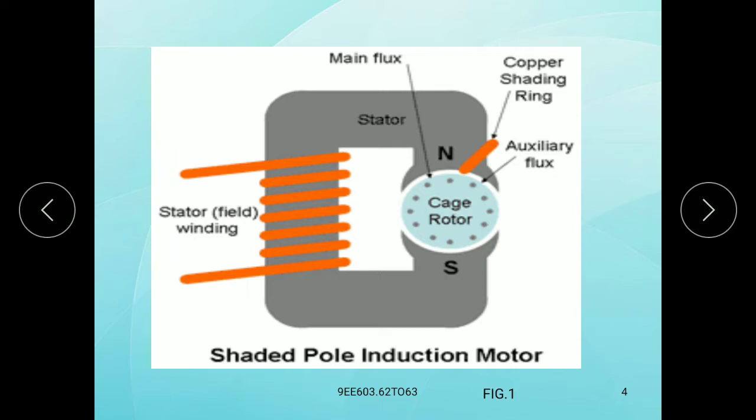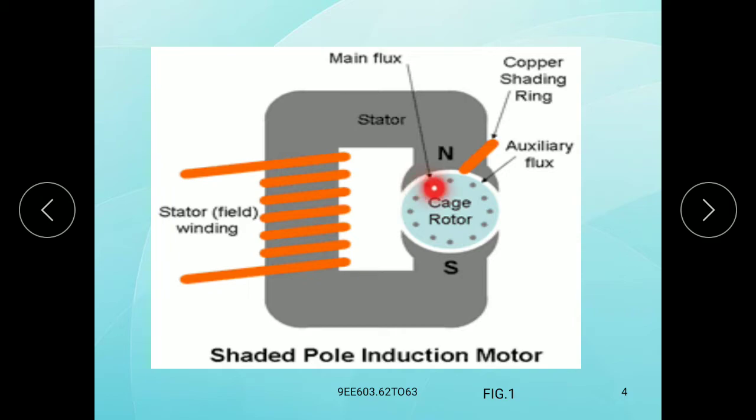The stator is wound with the stator winding. This is the stator winding, wound on the stator, and here the stator will produce the flux, that is the main flux. In the rotor, this is the cage rotor.